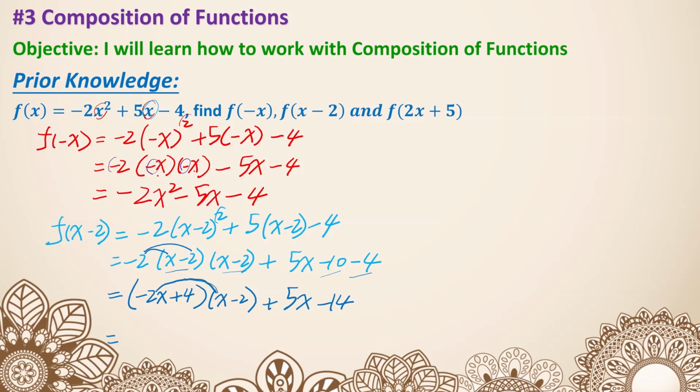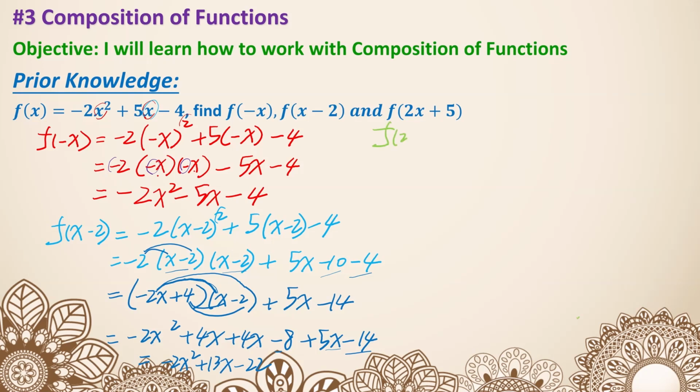So negative 2x with x is a negative 2x squared. Negative 2x with a negative 2 is a plus 4x. 4 and x is a plus 4x. 4 and negative 2 is a minus 8. And we still have the plus 5x minus 14 on the end. Simplify everything. Negative 2x squared plus 4x plus 4x plus 5x. That's a plus 13x. Minus 8 minus 14 is a minus 22 on the end. Now let's move on.